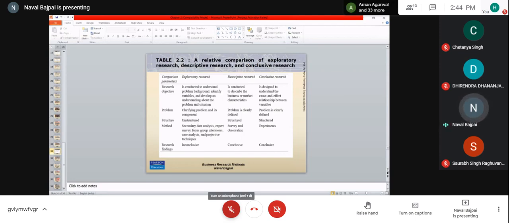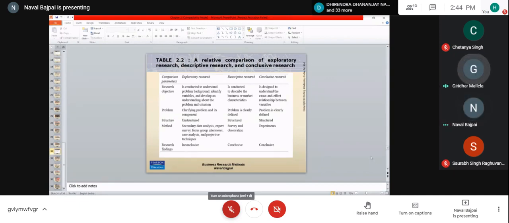Ultimately, we people are interested in structured and conclusive. Unstructured is required to make that structured, right? And descriptive is going to answer everything other than the why. Again, I'm saying that.